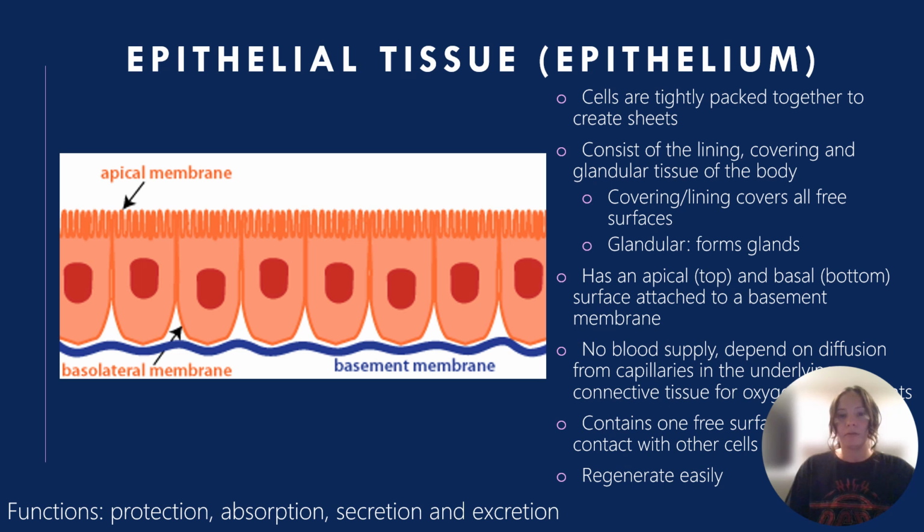It has an apical surface, which is at the top, and a basal, which is at the bottom. It is attached to the basement membrane. On the left side, you can see that displayed. It has no blood supply, so it is considered avascular. It depends on diffusion from the capillaries in the underlying connective tissue for oxygen and nutrients. They also regenerate easily. The main functions are protection, absorption, secretion, and excretion.